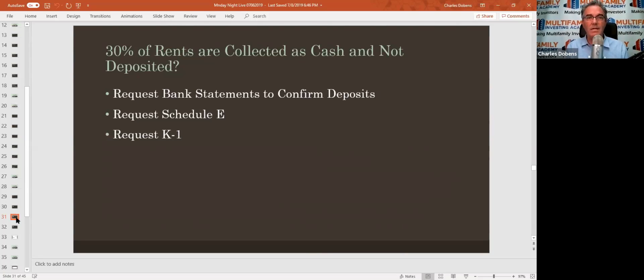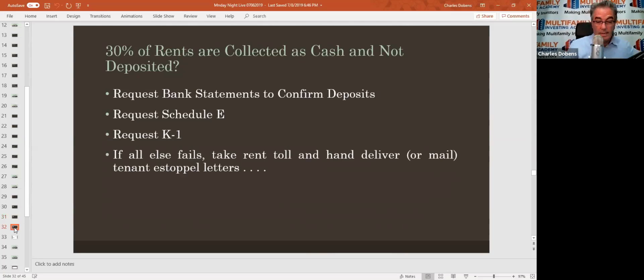Now, if it's an LLC, that gets reported on a partnership return. It's called a K-1. So the K-1 is going to show some of that information. It's not going to be as descriptive as the Schedule E, but a Schedule E does not exist with an LLC or partnership. So you're going to take a look and ask for the K-1. Now, in this particular case, with this particular student, it didn't work, all right? That was not showing. You look at the rent roll, you see the guy's making $10,000 a month. You look at the bank statement, he's only depositing $7,000. But listen, what do you do?